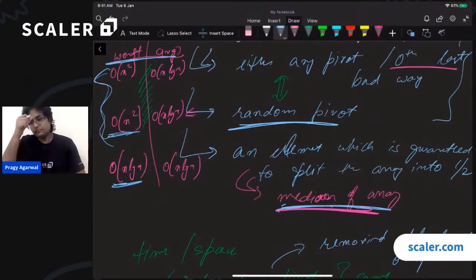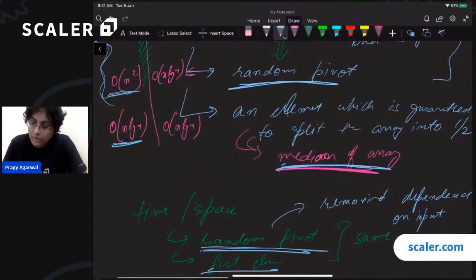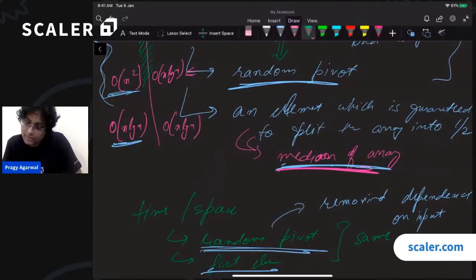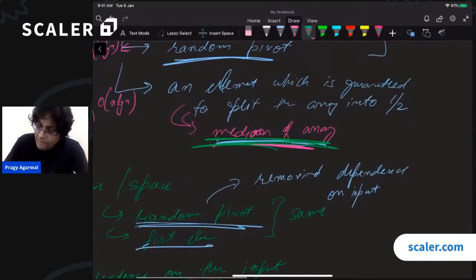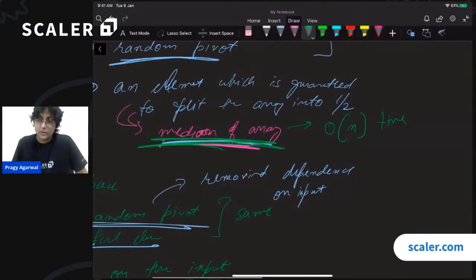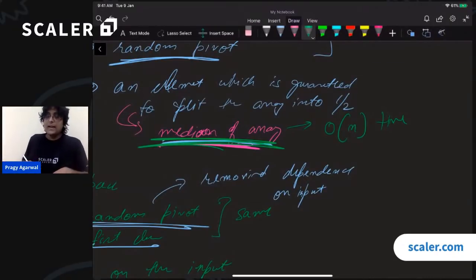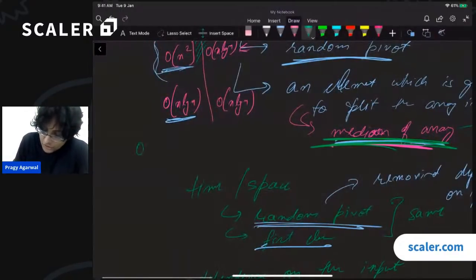All right. Cool. Now, what about this median algorithm? This median algorithm seems to be the best. And it turns out that, in fact, if you have an array, you can find the median of the array in order of n time also. Very surprising, but that is true. And if you do that, then the complexity turns out to be actually order of n log n.